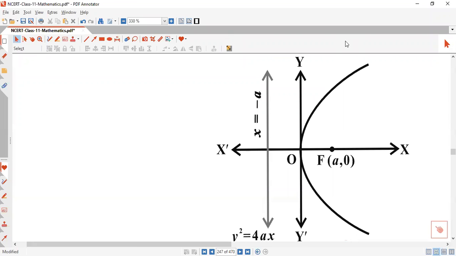Now we have learned some parameters. Now I would like to cover tangents, or before tangents, better I will cover the diameter. The diameter of a parabola. You have learned this word, diameter, in circles. Diameter of parabola.